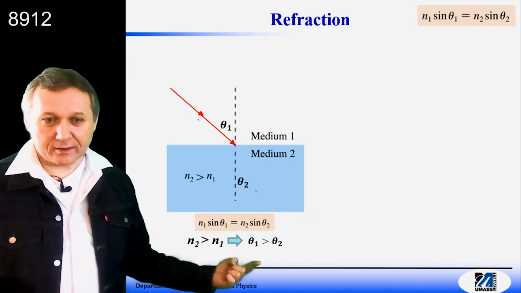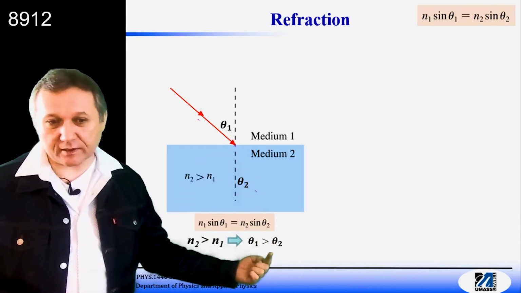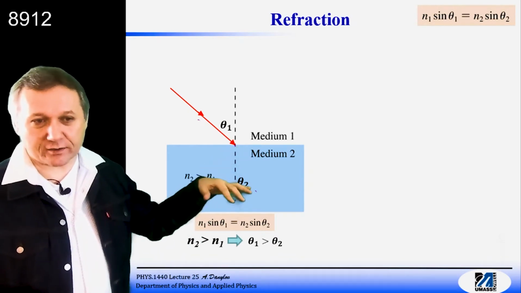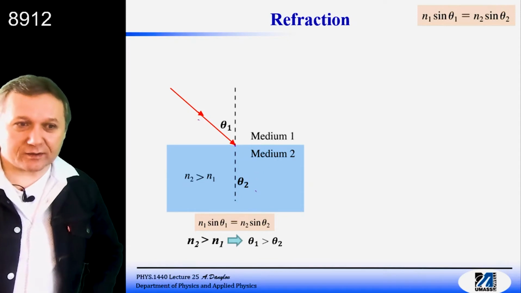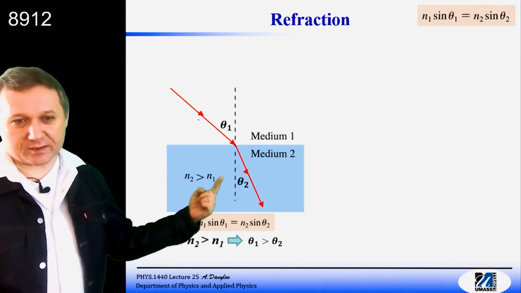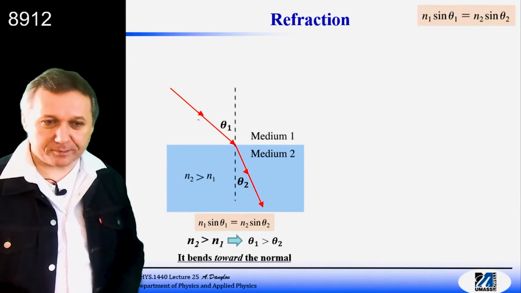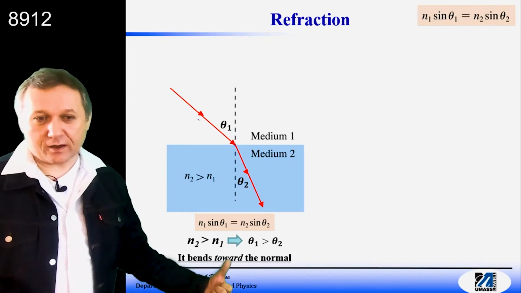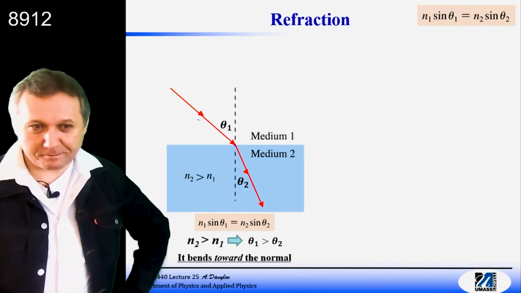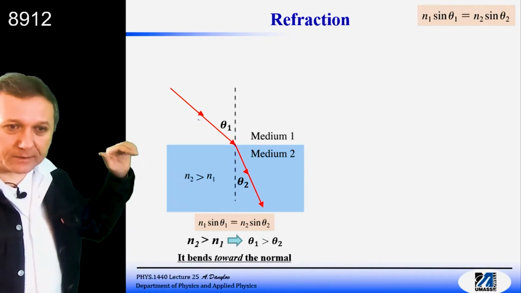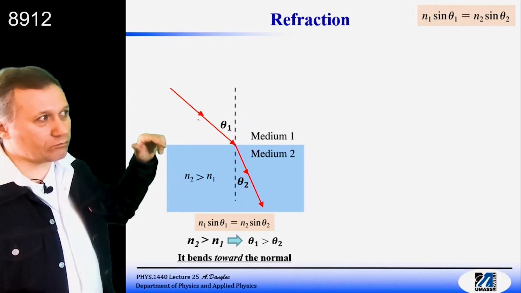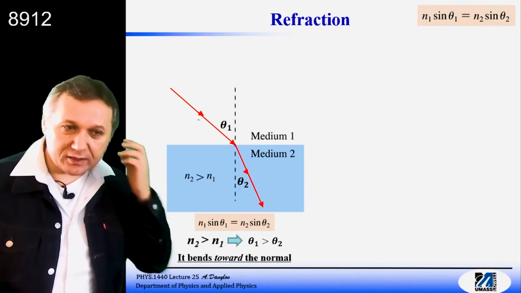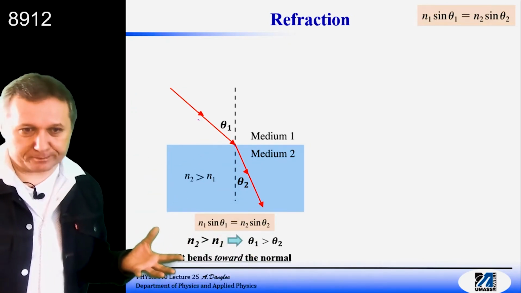It means that the angle of refraction is smaller than the angle of incidence. So basically, this refracted ray bends towards the normal line. You see, theta 2 is smaller than theta 1. So the refracted ray bends towards the normal line in the case when light goes from a medium with a smaller index of refraction into a medium with a larger index of refraction.